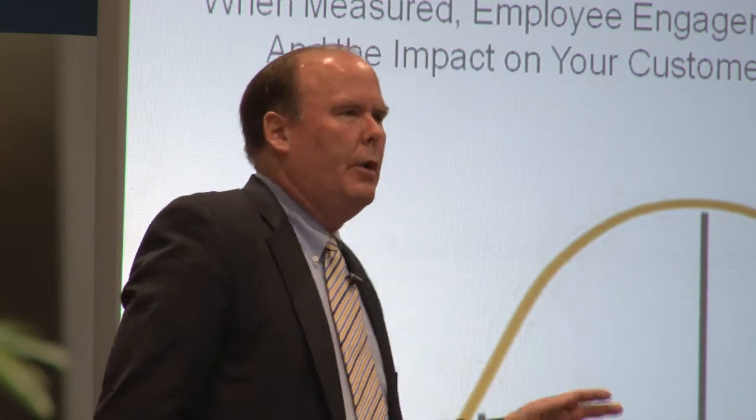Now, when we go to the somewhat disengaged, they're giving you 2 days' work for 3 days' pay. So their productivity multiplier is 0.66. The somewhat engaged, they're giving you a decent day's work for a decent day's pay. 1 for 1. Multiplier is just 1. We wish we had more of them. Sadly, it's typically less than a third of your employees are in that category.